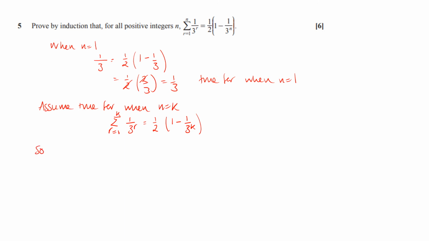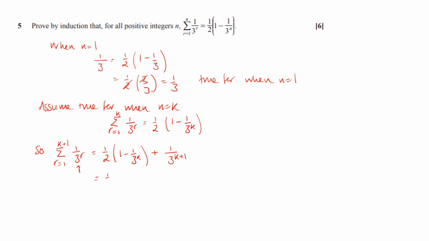So if we have the sum from r is equal to 1 to k plus 1 of 1 over 3 to the r, it will equal a half, 1 minus 1 over 3 to the k. That is the sum up to the k terms plus one more term. Well, one more term using this will be 1 over 3 to the k plus 1. So you've got the original up to k, and then one more term will be 1 over 3 to the k plus 1.